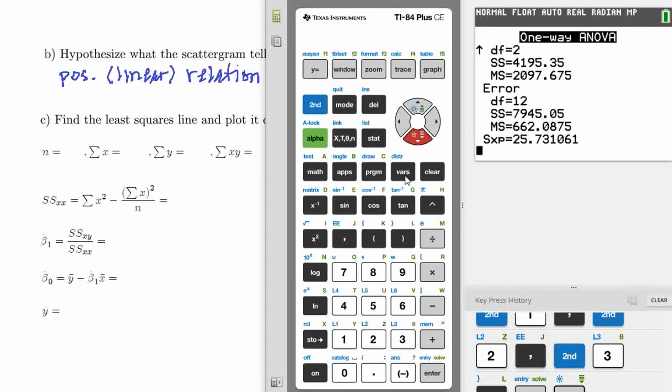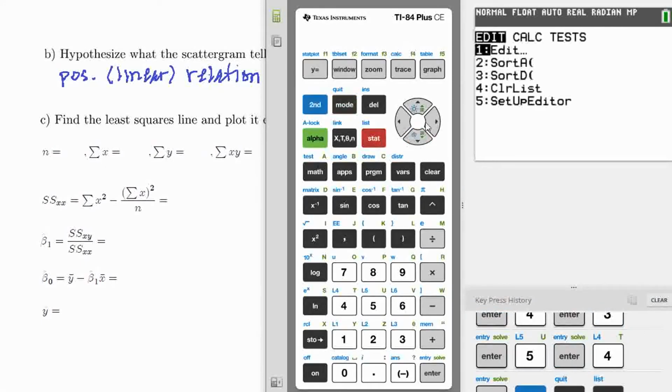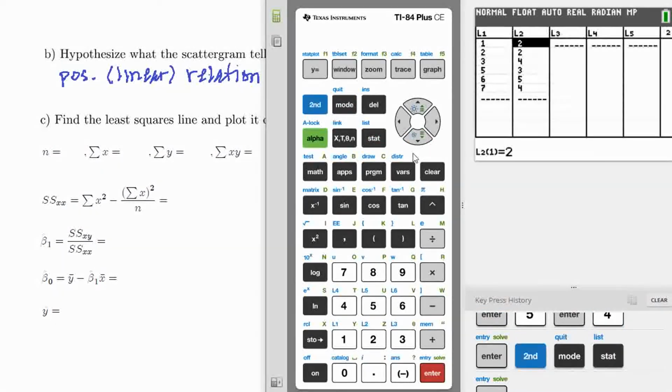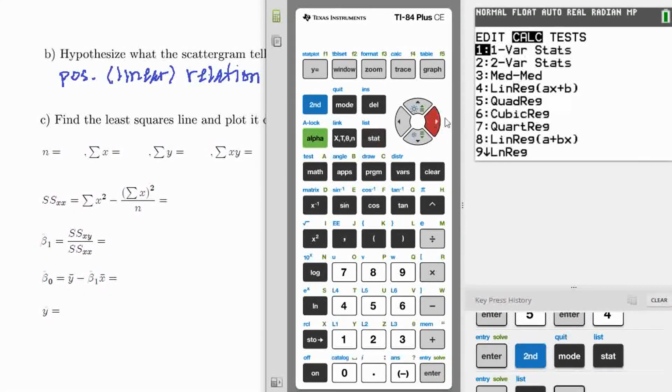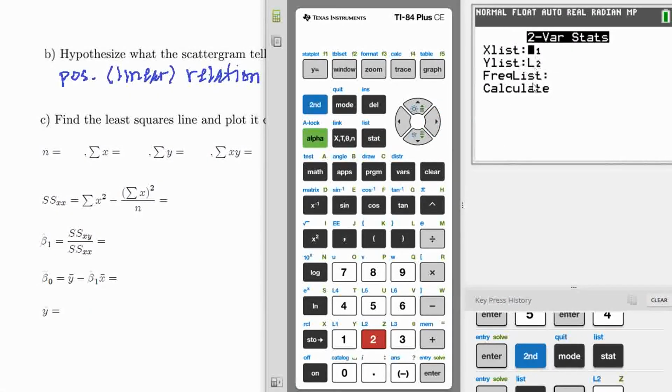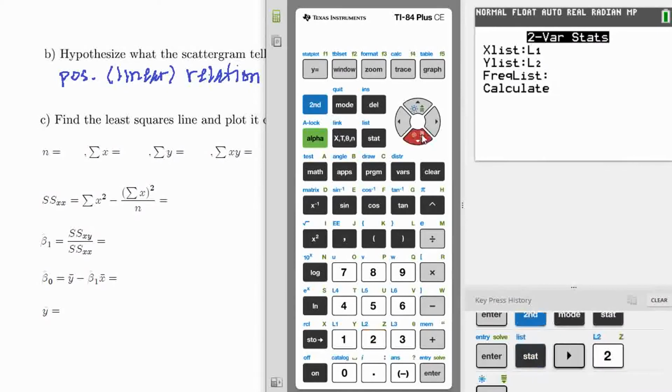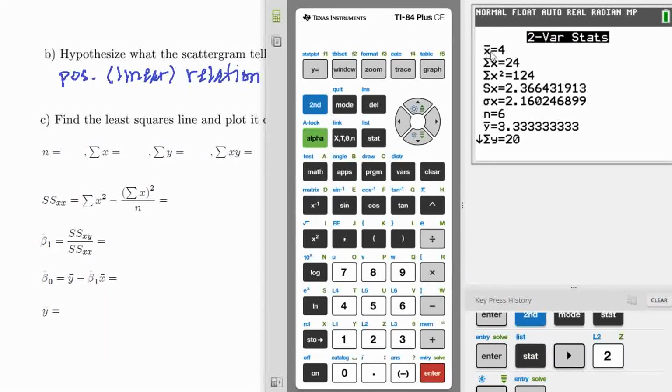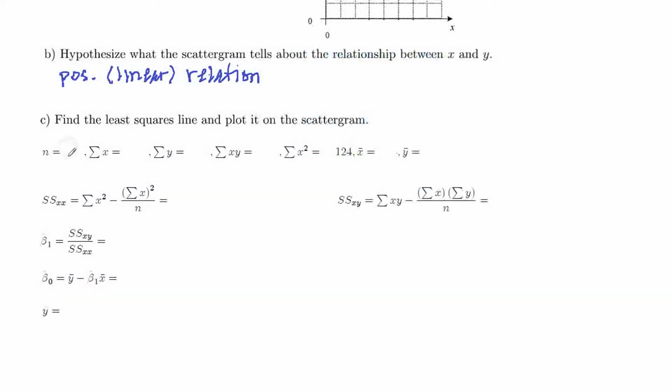So we go to Stat and then Edit. And I've already entered the lists in here. So we'll go back to Stat and then to Calc, and we need our two variable stats first. List 1 is x, list 2 is y, and calculate. So x bar is 4, sum of x is 24. N, by the way, is 6 here.